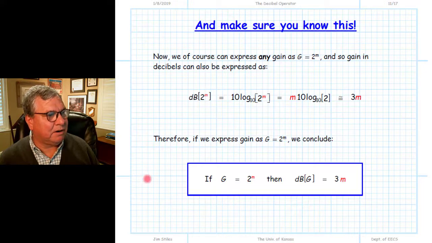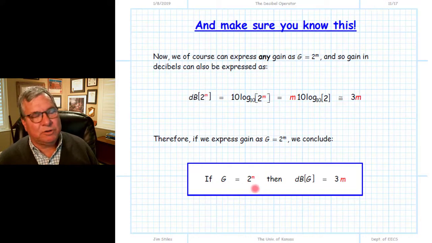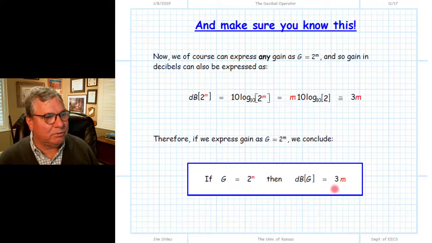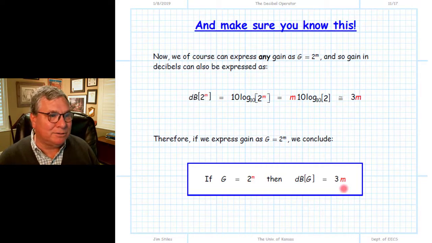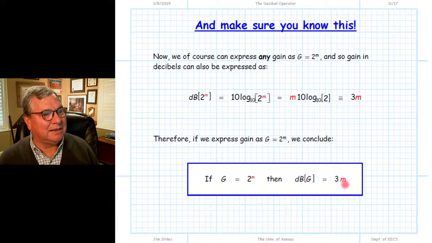And so this is a very important identity that we want to be able to use. And of course, we can go both directions. If we know the gain, and write it as an integer power of 2, we can immediately express that gain in decibels without having to pick up our calculator and do a log. Or conversely, if we have a gain in decibels which is a multiple of 3, such as 3, 6, 9, 12, 15, 18, and so forth, we can immediately go through and say, well, the gain in decibels is equal to 18, for example. Well, that's 3 times 6, and so the gain is equal to 2 to the 6th power.